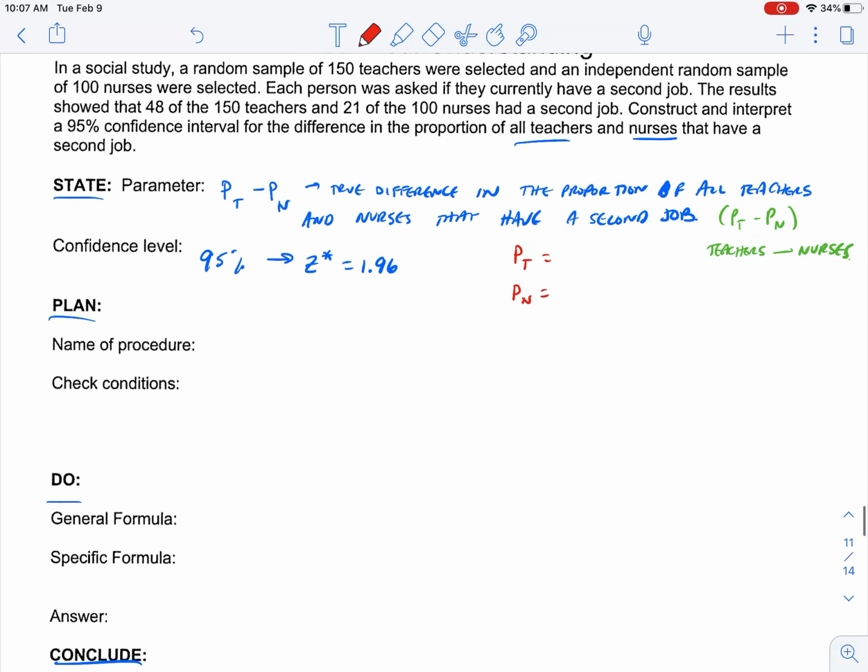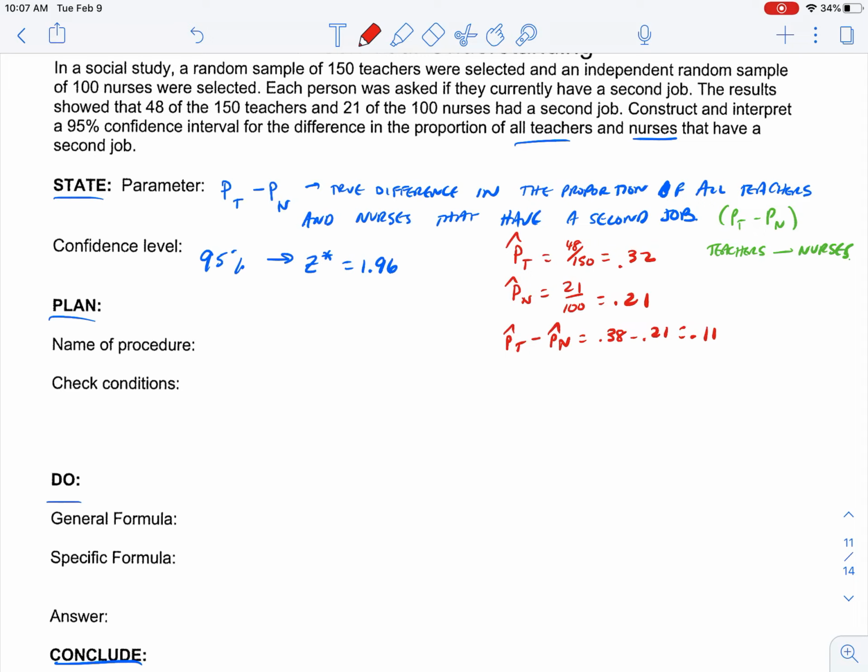So P sub t is going to be the proportion of teachers who have a second job. So that would be 48 of 150, which is equal to 0.32. And this is actually a p hat. So the p hat sub n is equal to 21 out of 100, which is 0.21. So therefore, p hat sub t minus p hat sub n is equal to 0.32 minus 0.21, which is equal to 0.11. So in our anecdotal sample, we have a difference of 0.11.